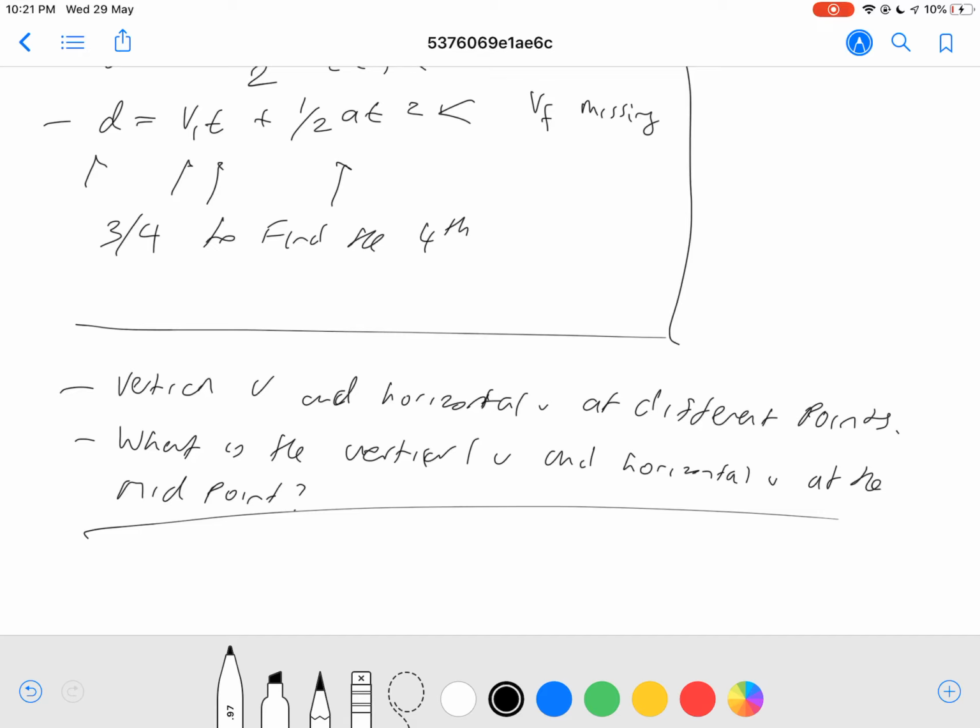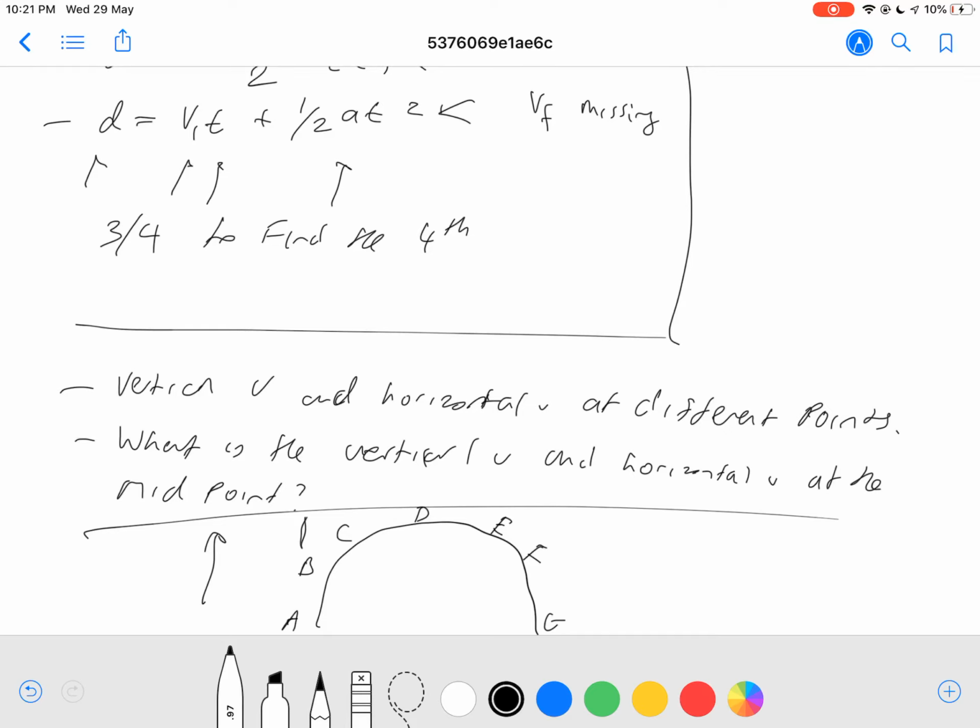But for the vertical velocity, for example, they give you a parabola motion, with point A, point B, point C, point D, point E, point F, and point G. I want you to draw what the vertical velocity is and what the horizontal velocity is at each of these points. So at point A, the vertical velocity is going to be the highest, so it's going to be the longest, acting upwards.